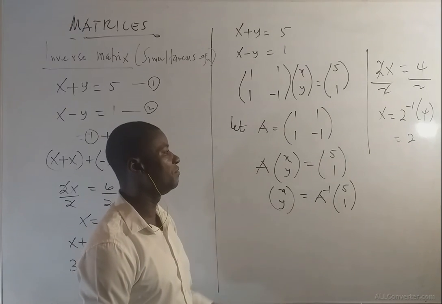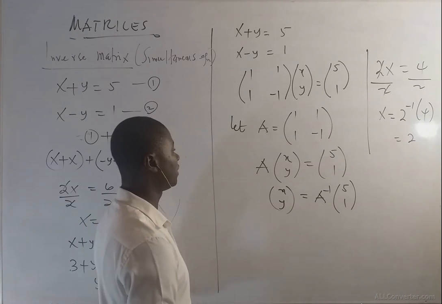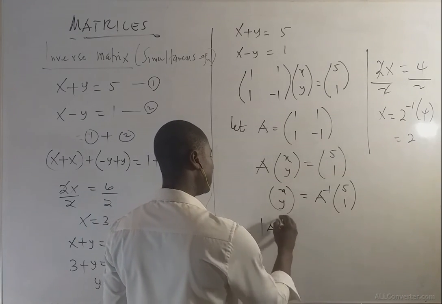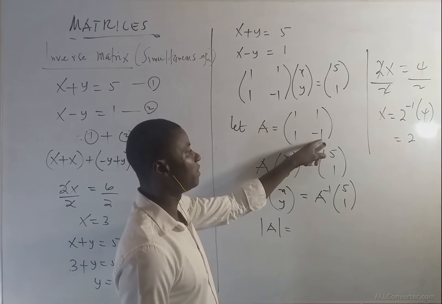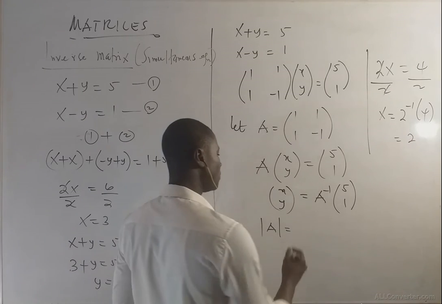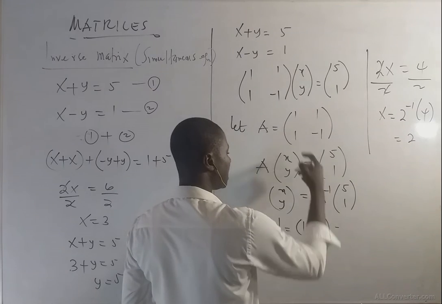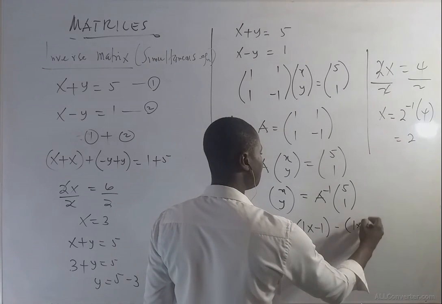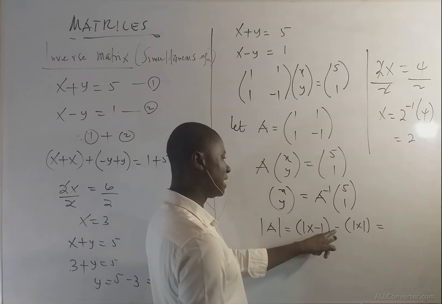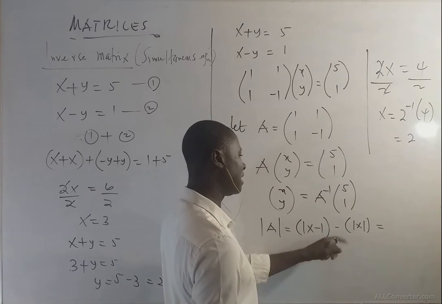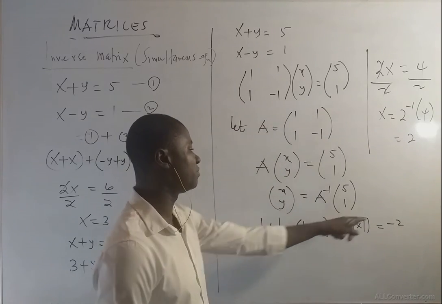So how do you find the inverse? You know that before we can find the inverse, the determinant must be calculated first. And so the determinant of the matrix A will be equal to, how do you find the determinant? The first element times the fourth element. So 1 times minus 1. Then minus the second times the third element. That's 1 times 1. And this will be 1 times minus 1 is minus 1. Minus 1 times 1 is 1. So minus 1 minus 1. And that will give us minus 2. So it means that the determinant of A is minus 2.